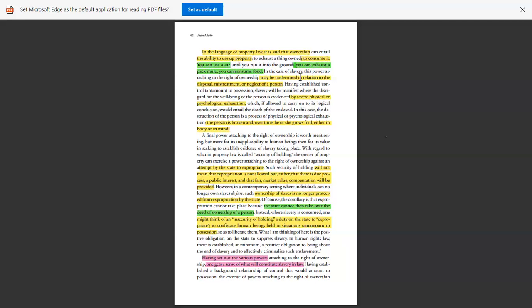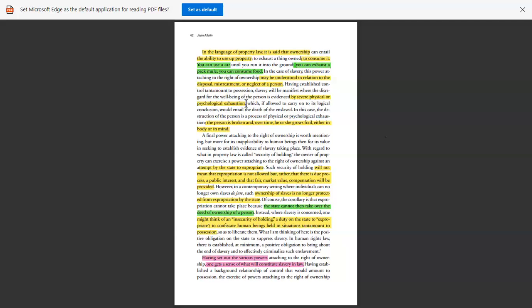It may be understood in relation to the disposal, the mistreatment, or the neglect of a person. So if it's possible for an entity to dispose, mistreat, or neglect a person, these situations could also tie in as part of the any category within the all of conditions like slavery. So can this be done? Some of the ways that this might be done is by severe physical or psychological exhaustion.